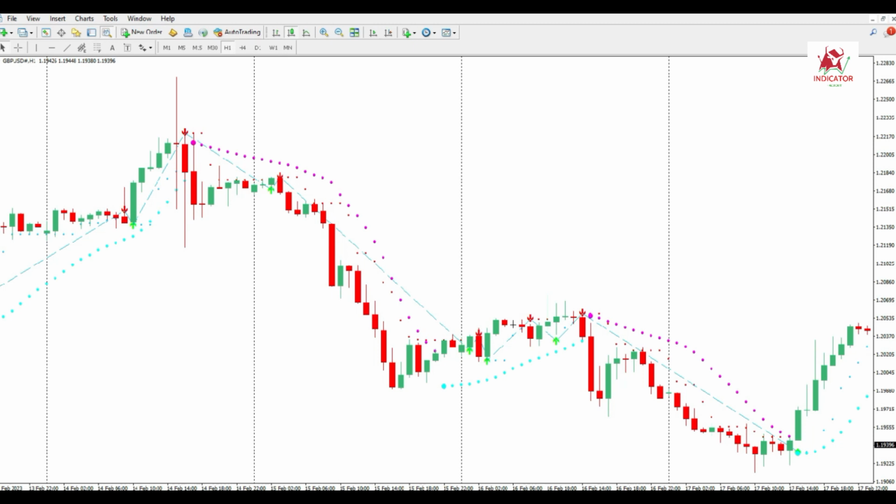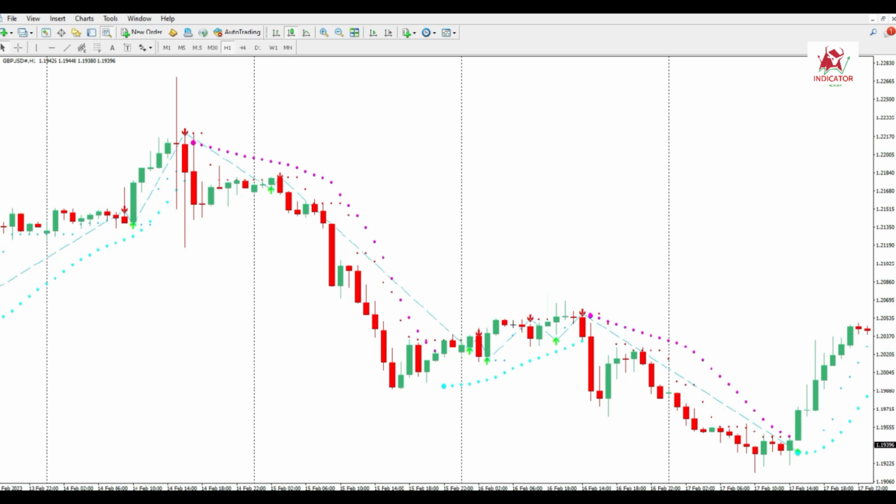The MTF Parabolic SAR Forex scalping strategy for MT4 is a multi-time frame based trading method. It can be used to trade the majors, exotic pairs, and even the stock market. Buy Sell Magic, Parabolic SAR MTF arrow mark indicators are deployed in the MQ4 files of the system.